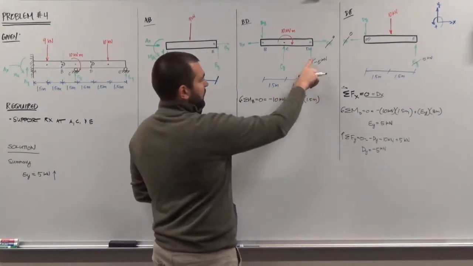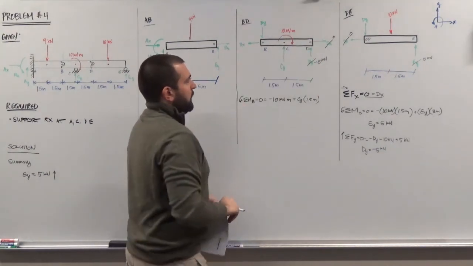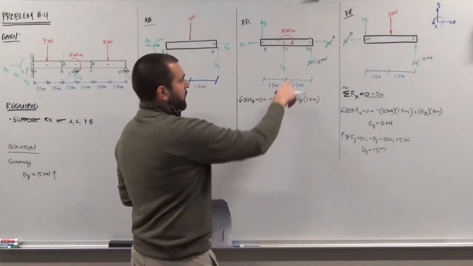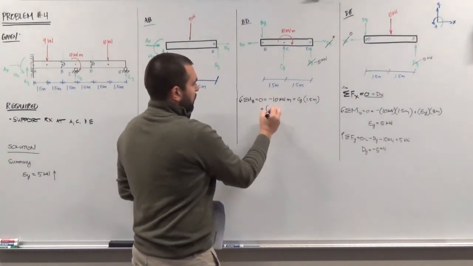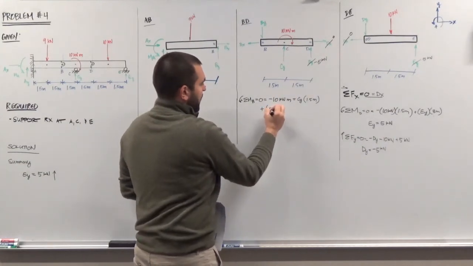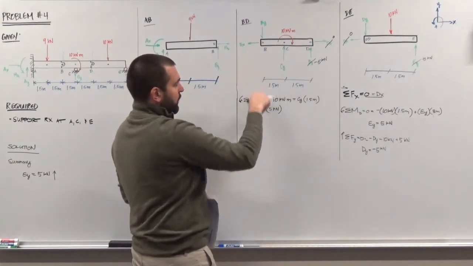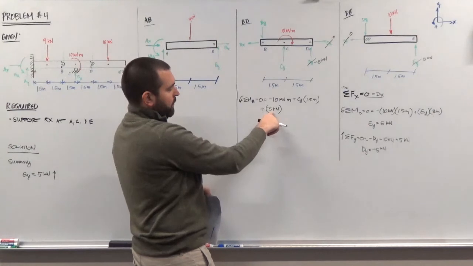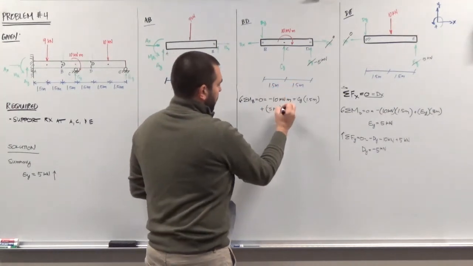And then here, as I have Dy shown, it's causing a counterclockwise rotation. So if Dy was positive, this would be positive, but the magnitude is a negative 5 kilonewtons. And so even though the assumed direction would cause a positive moment, here, because I have a negative magnitude, the signs are going to work themselves out. Its moment arm is 3 meters.